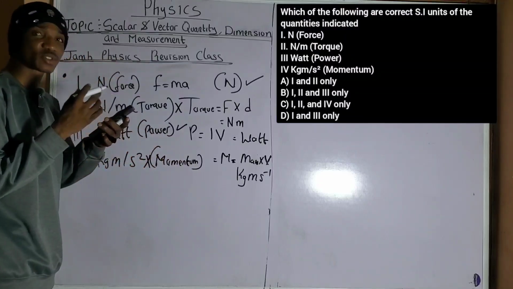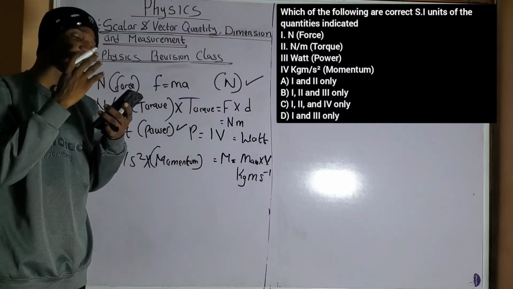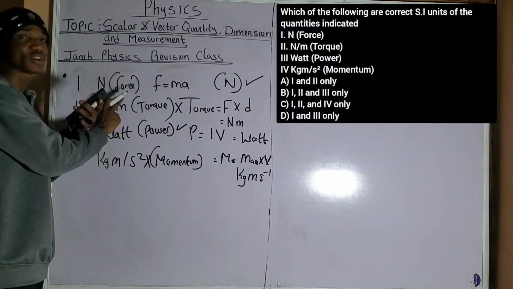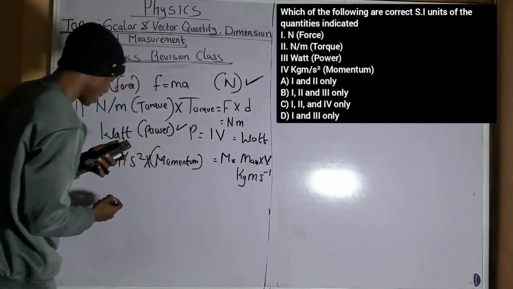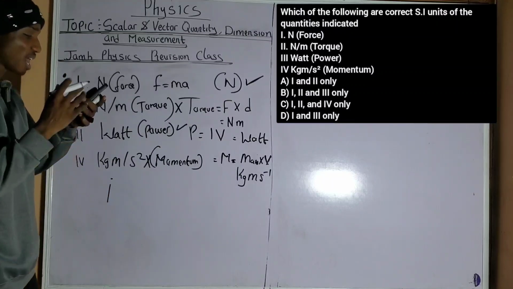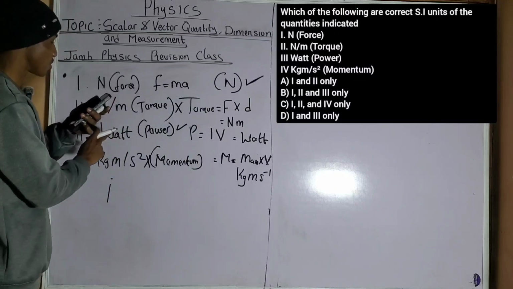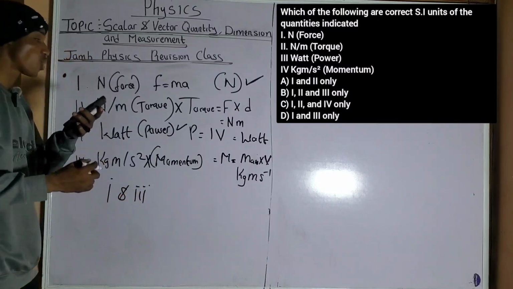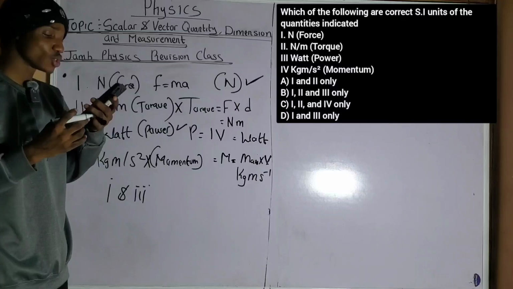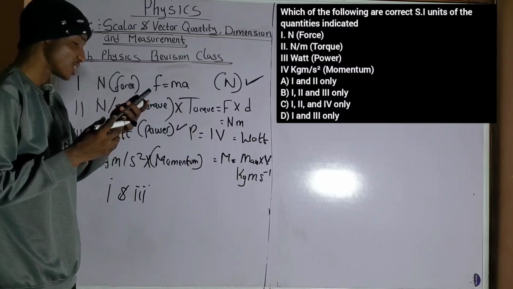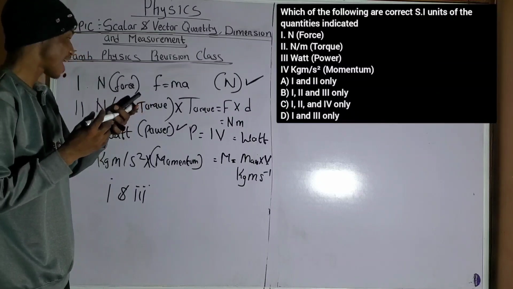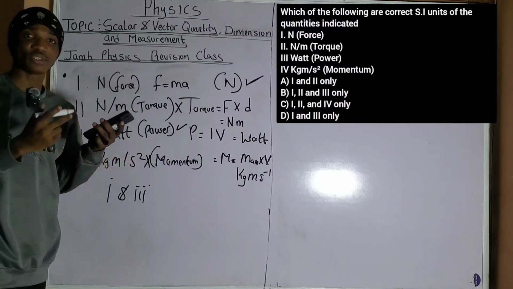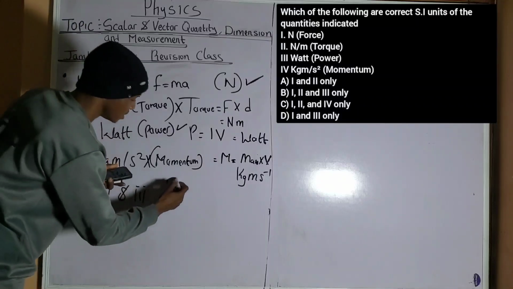So the question, let's go back to the question. Which of the following are correct SI units of the quantities indicated? So you can see that force is measured in Newton. So this is correct. I is correct. Then which other one is correct? Watt. I and III, those are the quantities whose units are correct. Do you understand? So the correct option to that question is option D, which is I and III only. That is Newton and watt, force and power, their units are correct. Okay, so the correct option is option D.